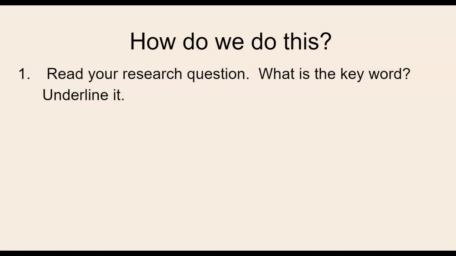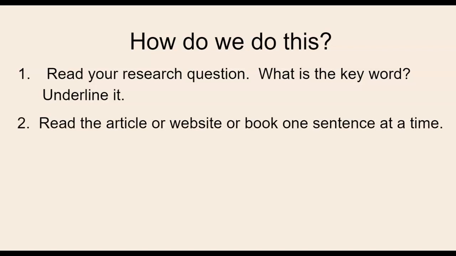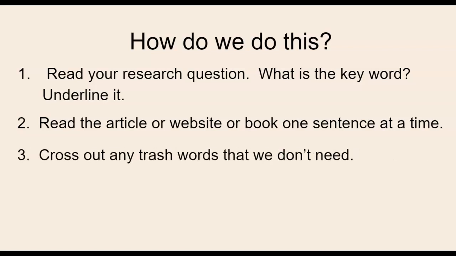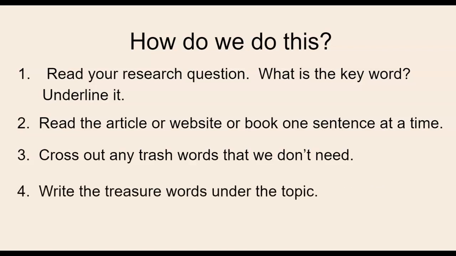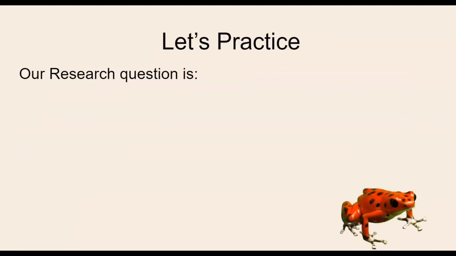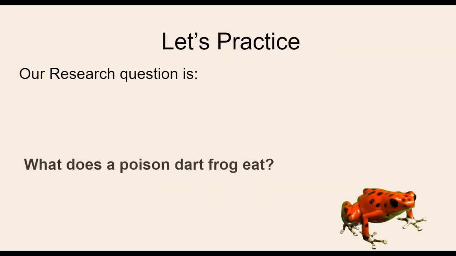Now we've got our research question, and we've underlined the key word. Next we need to read the articles or the websites or the books, and we're going to read them one sentence at a time. Then we are going to cross out any trash words that we don't need or ignore them, and then we're going to write the treasure words under our topic, okay? So let's practice, all right?